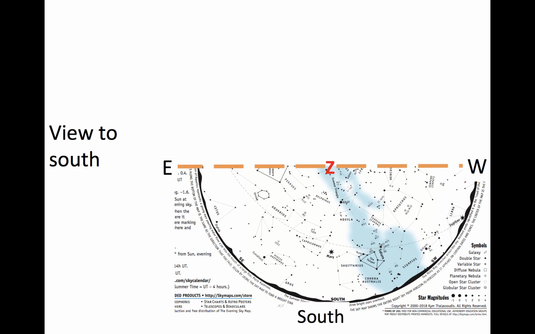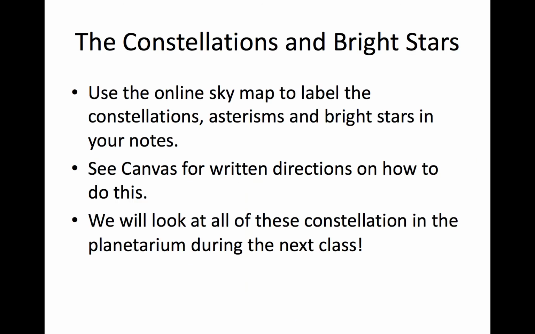The remainder of the class notes are for identifying some of the famous constellations that are visible in the night sky for us for this time of year. You will use the online sky map to label the charts in your notes. There are written instructions included in the module on how to do this. We will view all of these constellations and stars in the planetarium in the next live class.